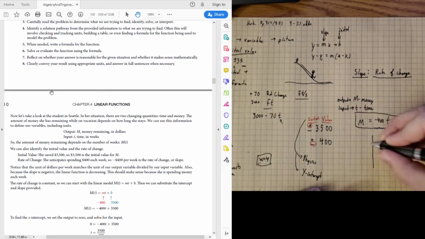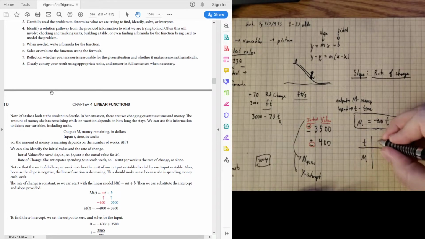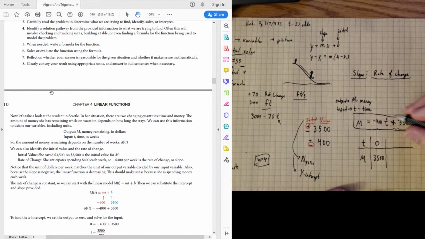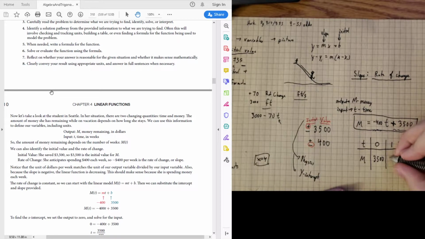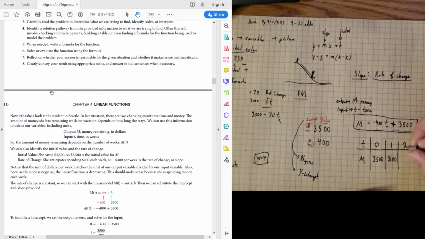Making a table here to help illustrate this. I have my time. I have my money. So when we start off, that's at time 0. We have $3,500. Well, at the end of the first week, she pays her bills. Week 1 is done. She's only going to have $3,100 left, because I plug in 1 for t. Negative 400 times 1 is negative 400, plus 3,500 is 3,100. At the end of the second week, she spends another 400, which means she's at 2,700.